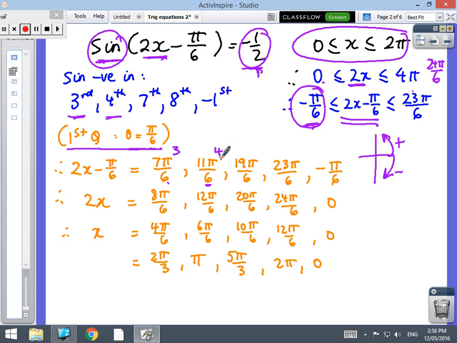To get the seventh quadrant, go back to the third and add 12, because we've got a denominator of 6, we have to add 12. To get the eighth quadrant, go back to the fourth and add 12. And then this answer here we've got to take into account.